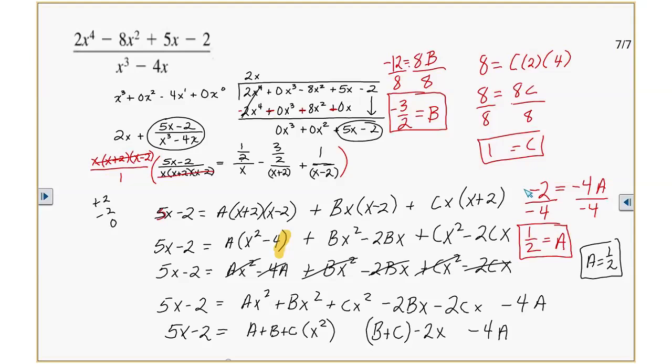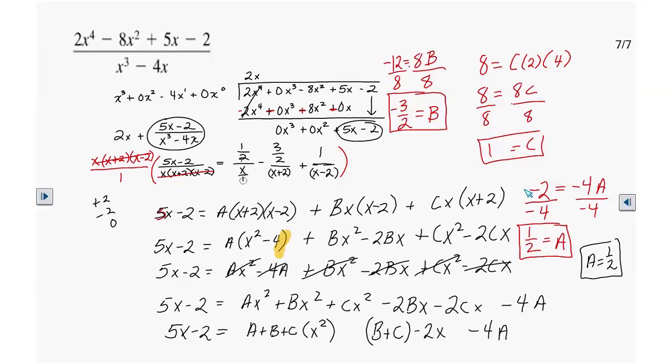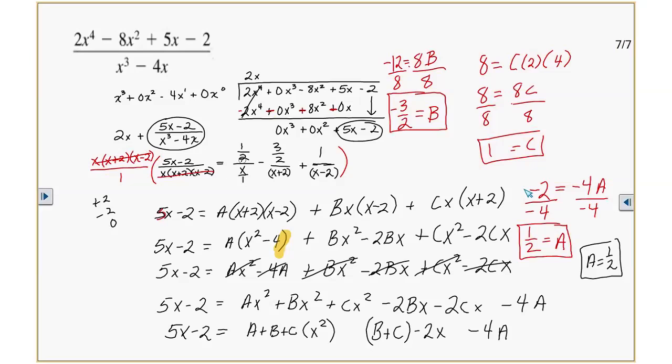Now you could easily change those by putting this x over 1, so that'd be 1 over 2x minus 3 over 2 times x plus 2 plus 1 over x minus 2, however you want to write it. But that's your answer. So again, you took this, oh, you got to put the 2x with it, sorry. 2x plus this, so that'd be 2x plus all of this.